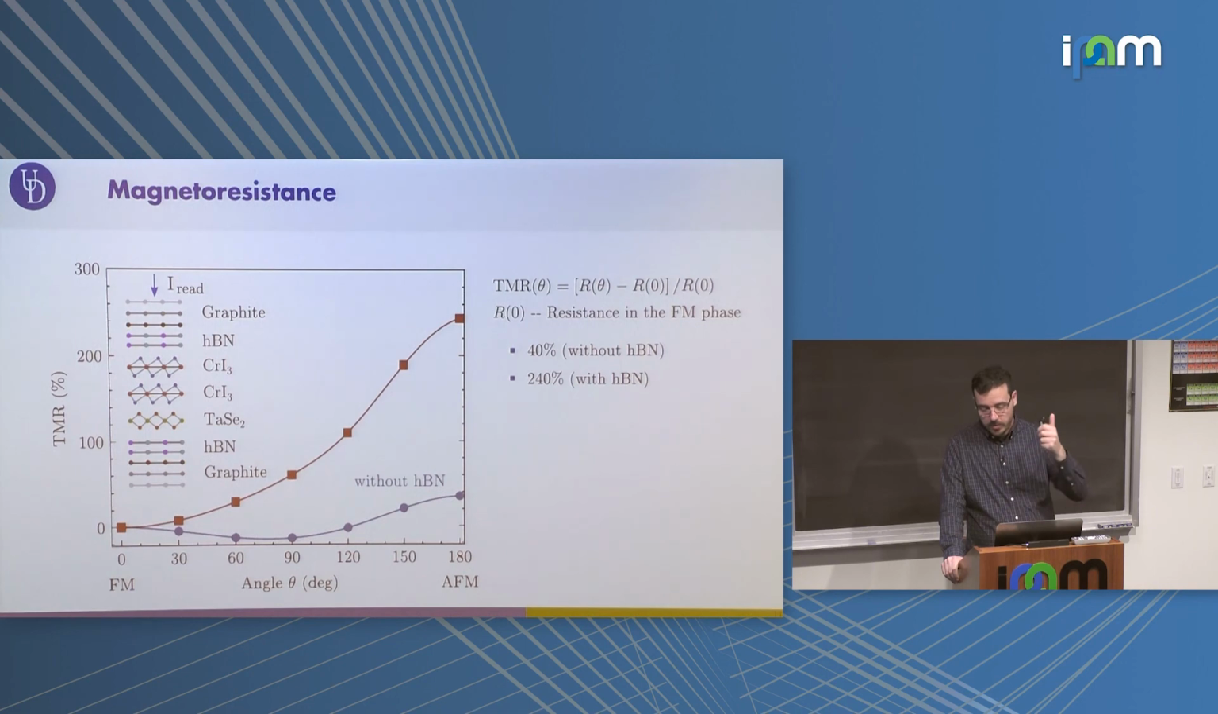As you already saw, the first magnetic moment is more or less pinned along the plus z axis, so the angle is actually just the angle of the second moment. And we found that the change in the magnetoresistance depends on whether you have this bilayer of hexagonal boron nitride or not. When there is hexagonal boron nitride, the change is around, as you can read from here, 240%, and without hexagonal boron nitride, it's around 40%. So this device can potentially be used as a memory device.